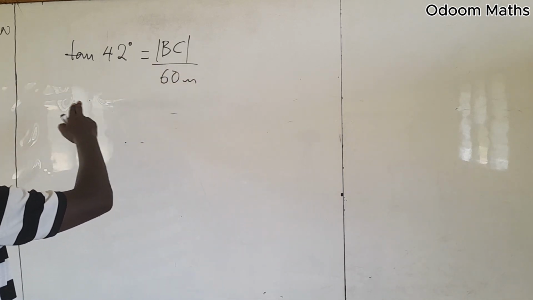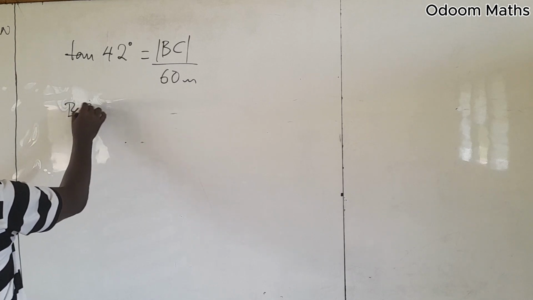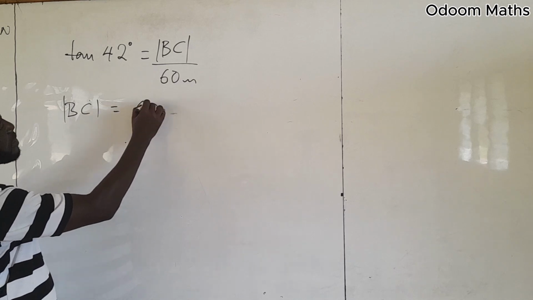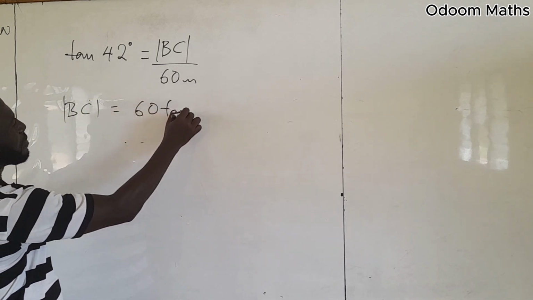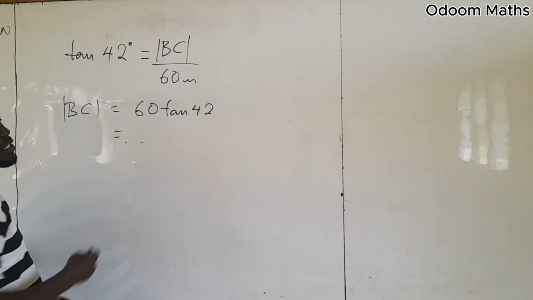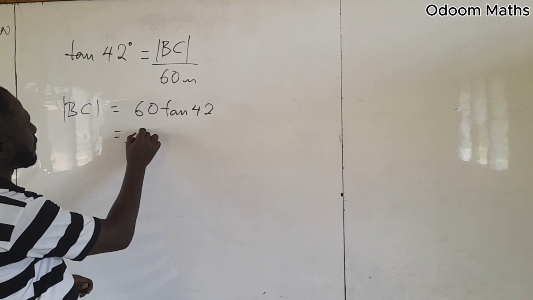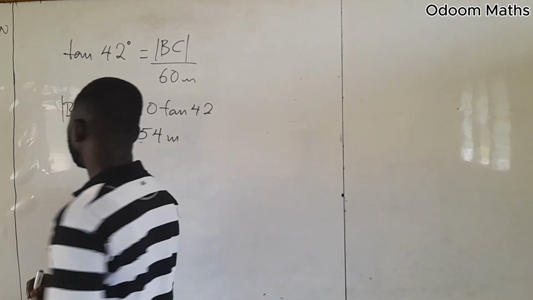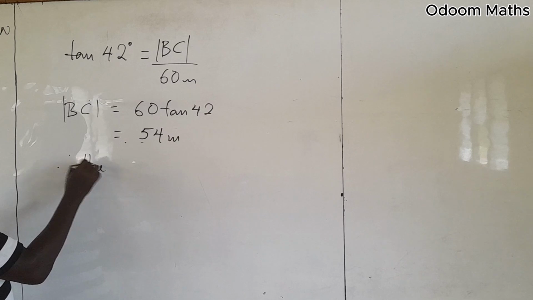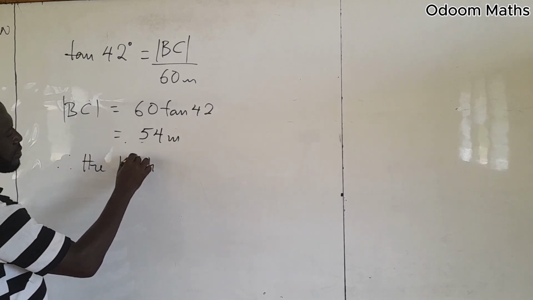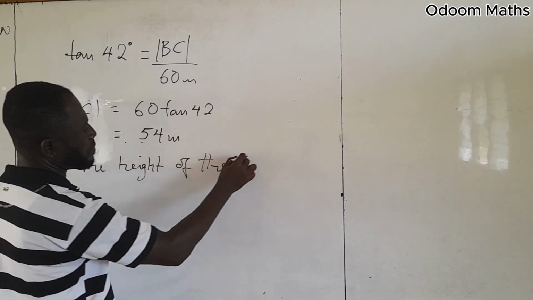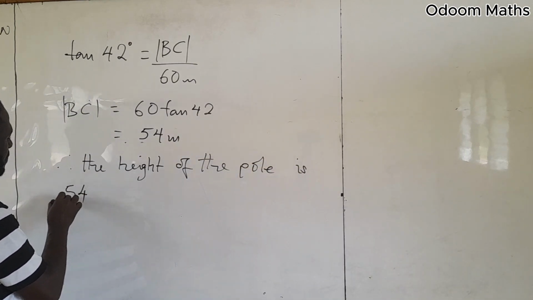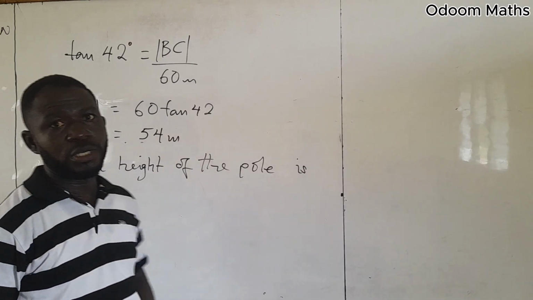I can do cross multiplication, so BC becomes 60 tan 42. Now let's put this on a calculator. This gives 54 meters. So therefore, the height of the pole is 54 meters. Okay, let's look at another example.